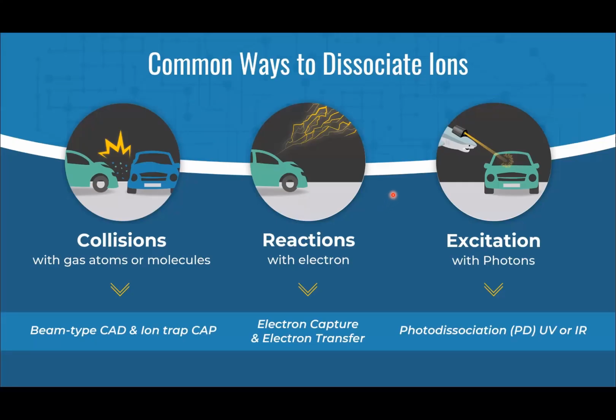All right, so there are many ways to dissociate a peptide in the gas phase. Collisions are by far the most popular, so you collide that peptide ion population with gas atoms or molecules. I'll have a diagram of that in a moment. We can use reactions with electrons. That would be electron capture or transfer dissociation. And we can use excitation with photons, like UV or IR photodissociation. Okay. I always like to put the shark on there. That's just fun. Okay.